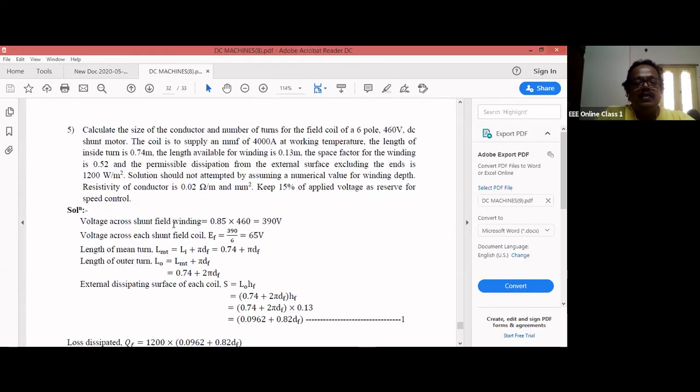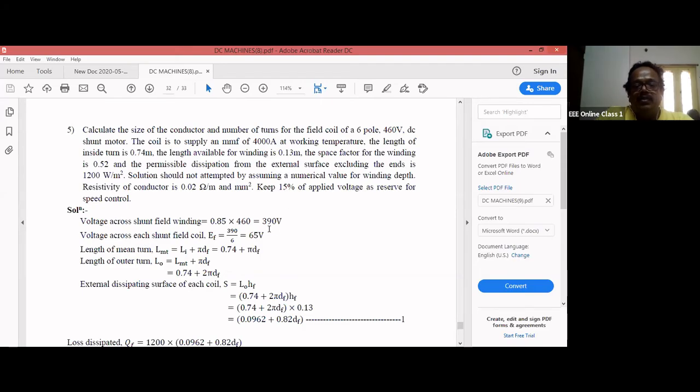So voltage across shunt field winding is equal to 0.85 into 460. Everyone knows that 50% of voltage is lost due to the power loss in the field winding, nothing but I squared R loss. Here, 50% of applied voltage is kept in reserve for speed control. Indirectly, that 50% is taken for other purposes, or you can consider it a loss. So 0.85 into 460, what you got here, 390 volts, is the voltage across the shunt field winding.